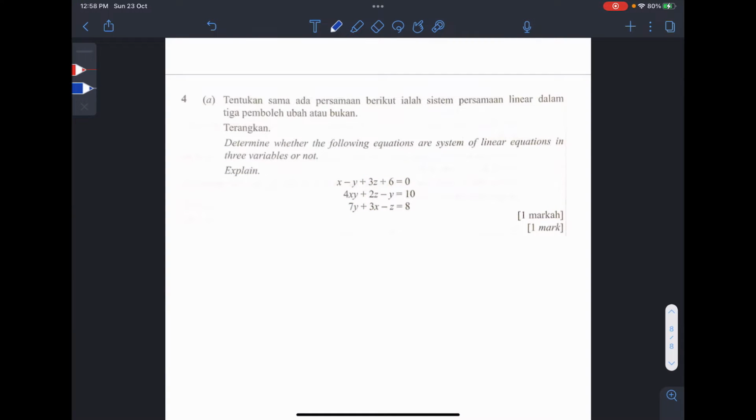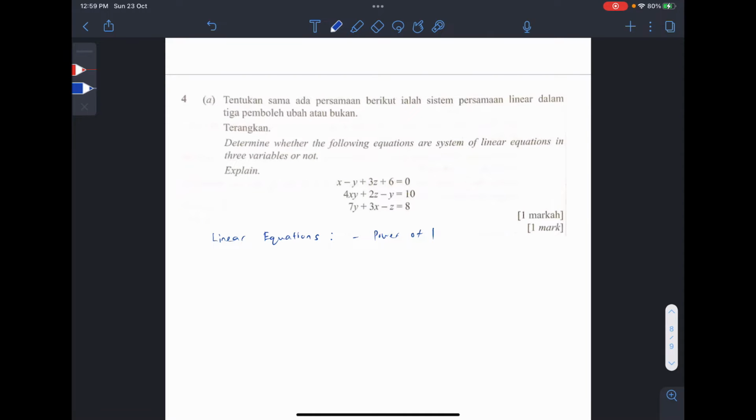So, the question says, determine whether the following equations are a system of linear equations in 3 variables or not. We have 3 equations down here and it is only a 1 mark question. So what are linear equations? Linear equations, you have to have the unknown, and the unknown has to have a power of 1. That's the first thing, power of 1. There's no square, there's no cube, it's just power of 1.